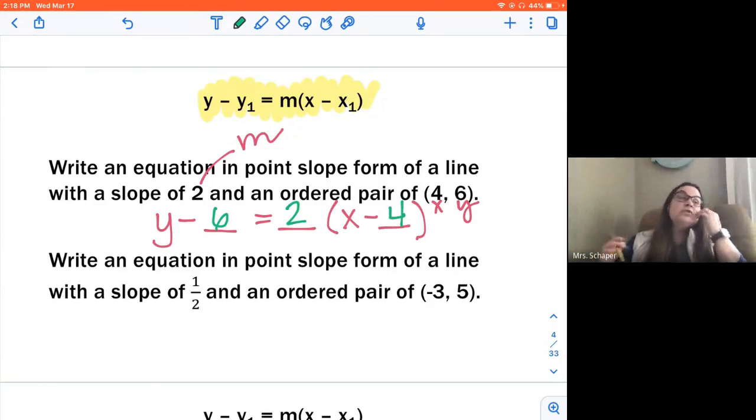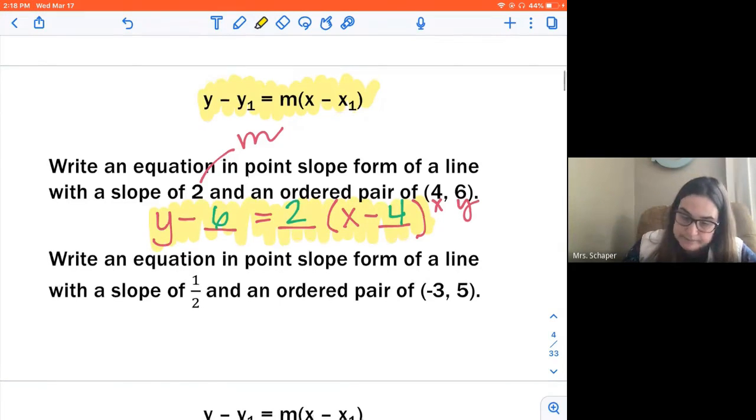All right. Some students want to do more work with it. Don't. This is it right here. This is your answer. There's no more work to do. This is point slope form. All right. Let's try it again.